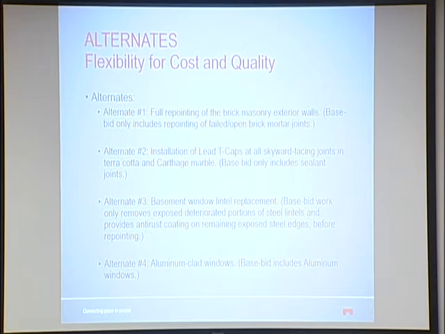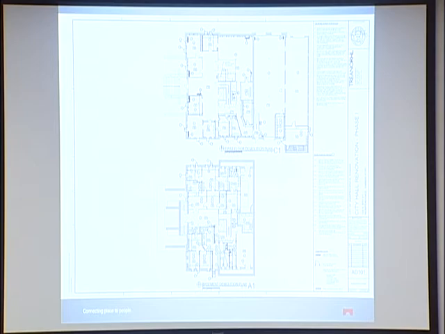And then alternate number 4 is aluminum clad windows in lieu of the aluminum windows that we have as the base bid in the project, which would be a cost savings to the project. This is just an example sheet of some of our final documents.